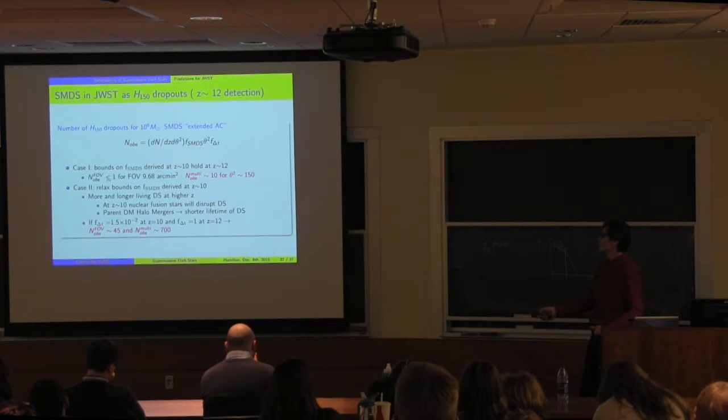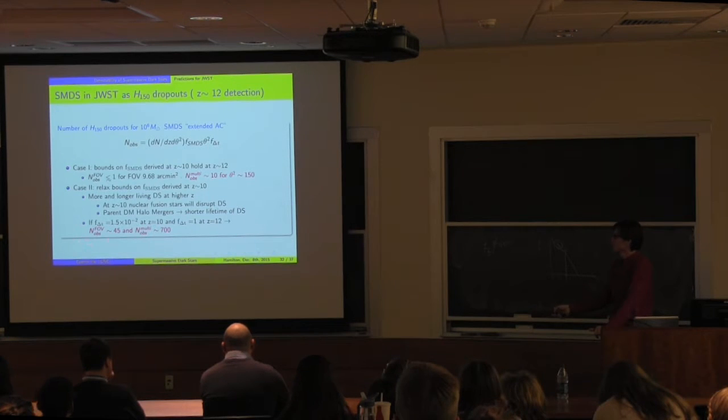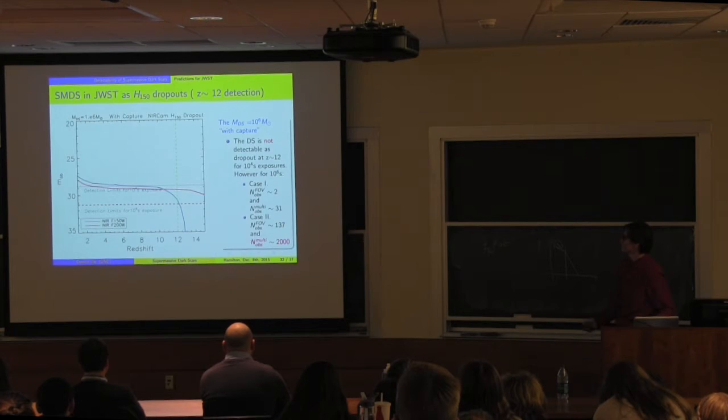We took this fraction of the observable window of time to be 1.5 × 10^-2 at z equal 10, and unity at 12. Once you do this relaxation, you're going to end up with about 50 in a field of view survey of 968 arcmin, and a very large amount if you have a 150 arcmin survey.